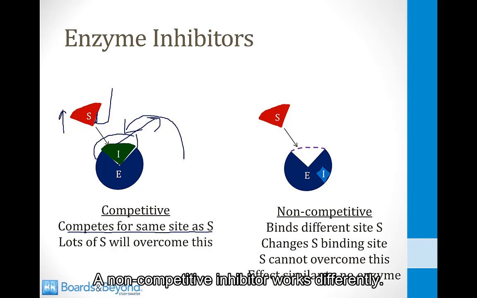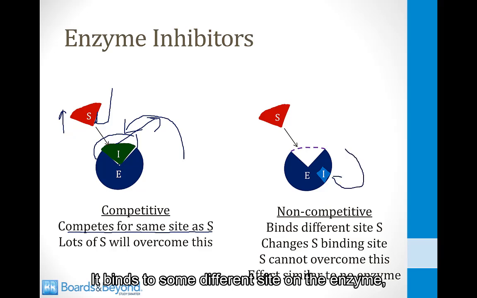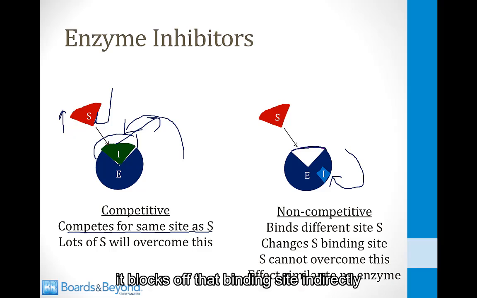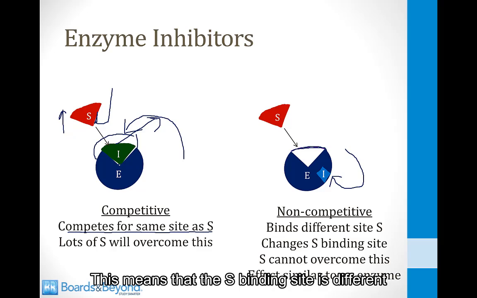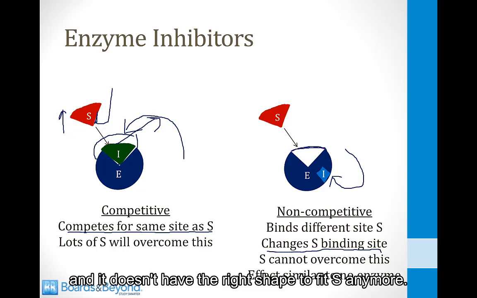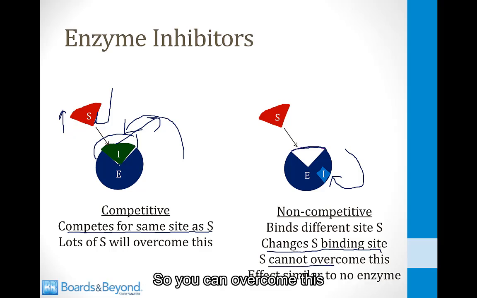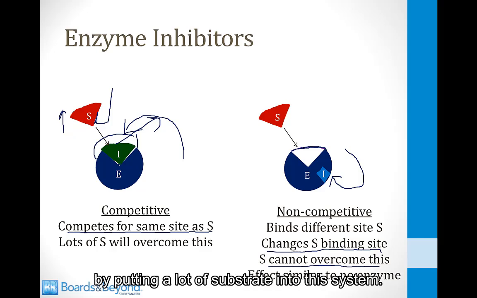A non-competitive inhibitor works differently. It binds to some different site on the enzyme away from where the substrate binds, and it changes the shape of the enzyme so that there's no ability for the substrate to bind anymore. In other words, it blocks off that binding site indirectly by binding to some other area. This means that the S binding site is different, and it doesn't have the right shape to fit S anymore, so you can't overcome this by putting a lot of substrate into this system.